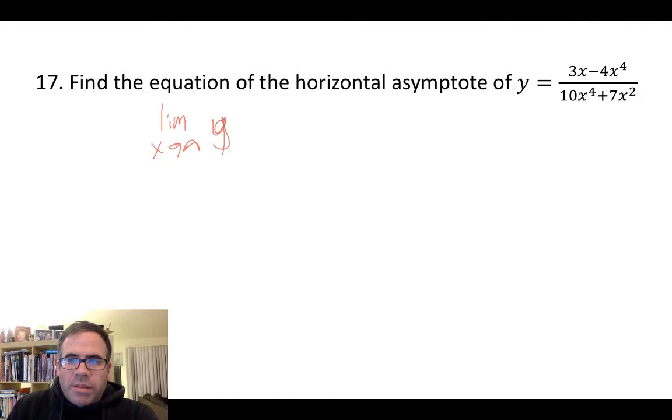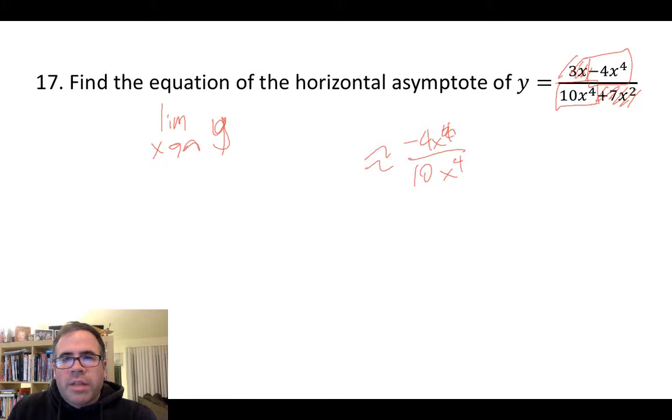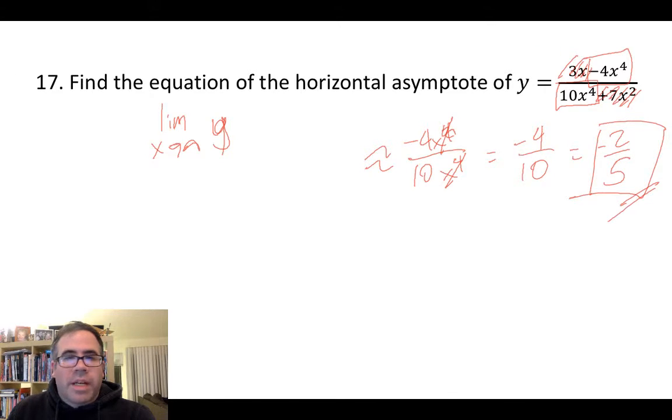We're just going to look at this, and we're finding the term of the highest degree in the numerator. That's this one. And we're finding the term of the highest degree in the denominator. That's this one. And as x is getting bigger and bigger, this doesn't matter, and this doesn't matter. So we are looking at negative 4x to the fourth over 10x to the fourth. Since these are both x to the fourth, they cancel out completely. We get negative 4 over 10, which is, of course, negative 2/5. Hooray! That is going to be our horizontal asymptote.